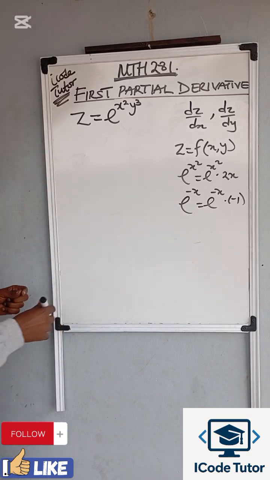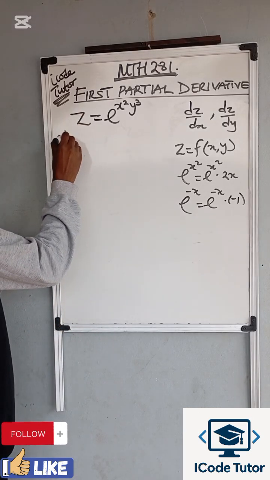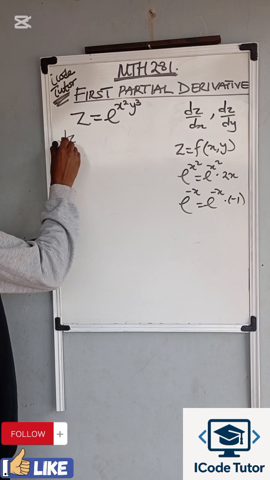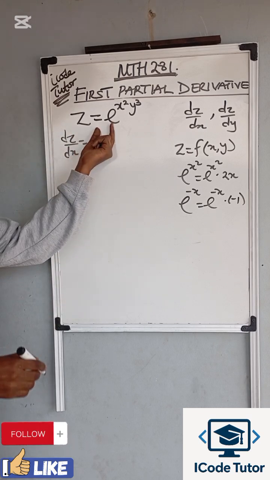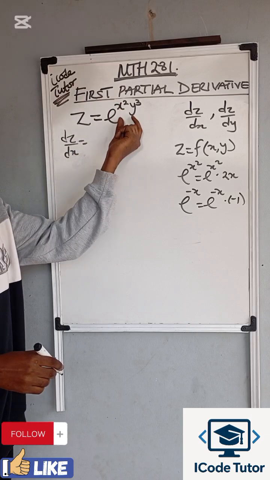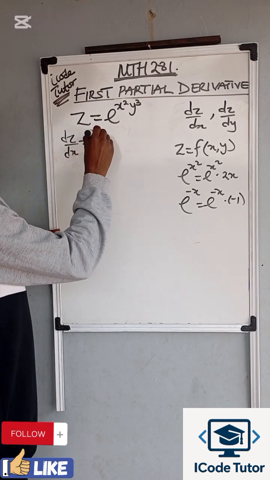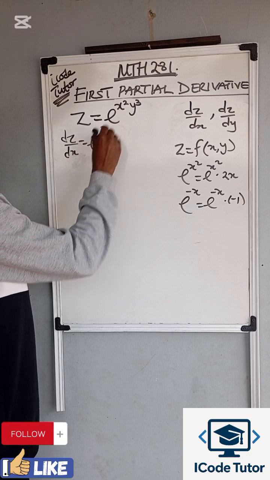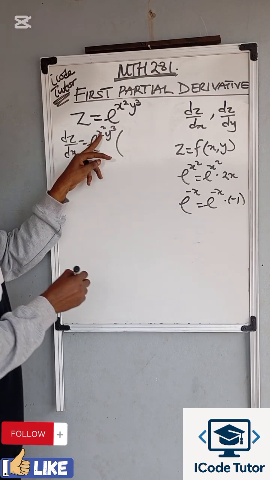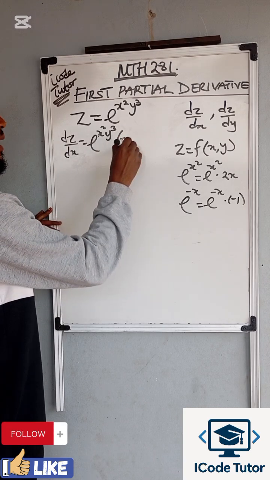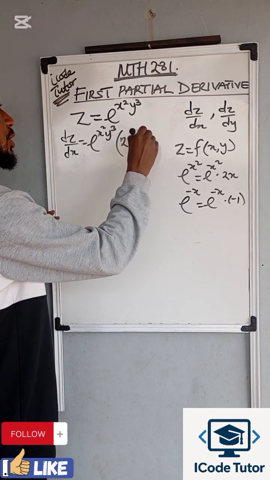Now, let's move on to the question. Here we need to find the derivative dz dx. That is, we need to find the derivative with respect to x by treating y as a constant. Now this one will be e raised to power x squared y cubed into the derivative of x squared, which is 2x. We are treating y as a constant, so this one will be y cubed.